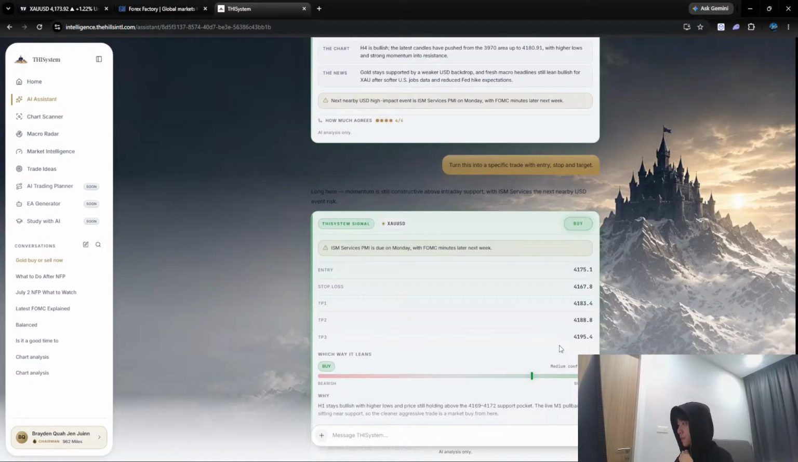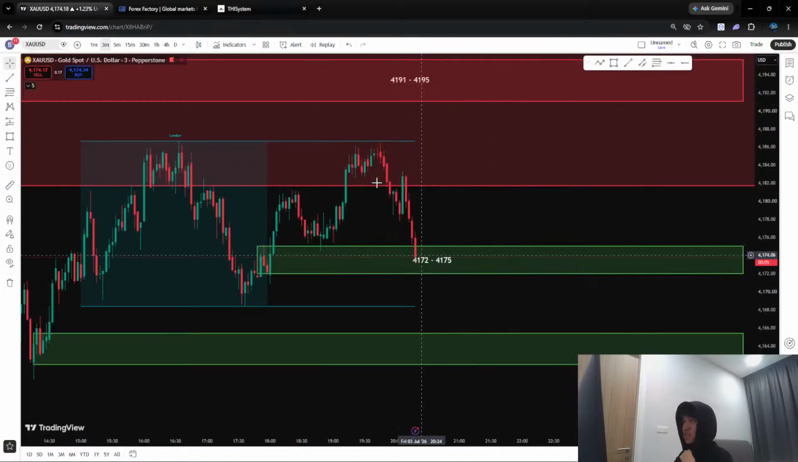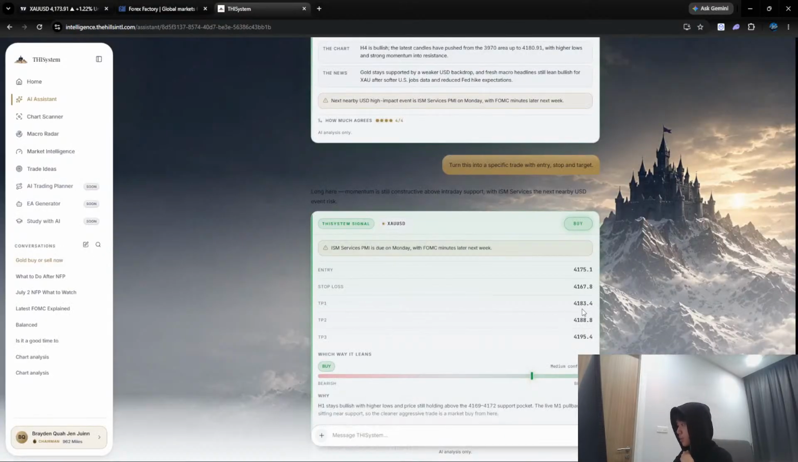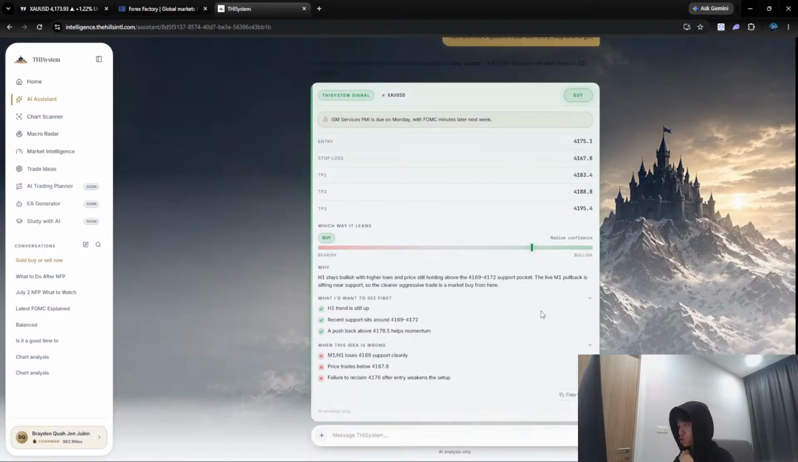Okay, PMI is due on Monday with FOMC minutes later this week. So they say go for buy. Your entry is around 7.5. Is it 7.5 right now? Yes, it's around 7.5. TP1 will be 8.3, TP2 will be 8.8, and then your stop loss will be at 4167. So it's a bullish trend right now.